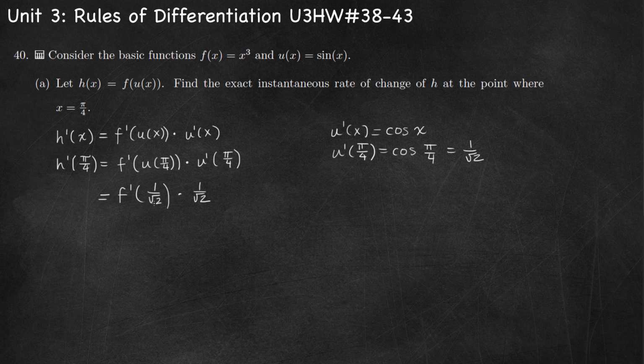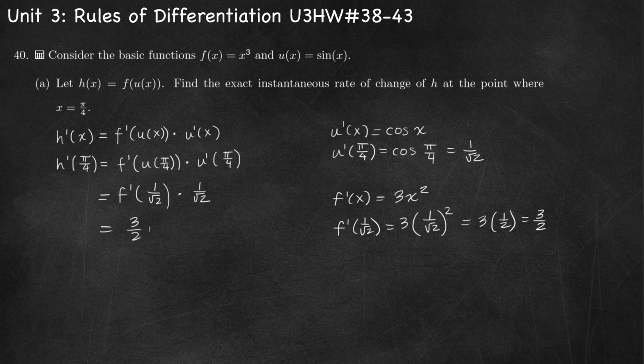Now we need to find f prime of 1 over root 2. I haven't found f prime of x yet, so let's do that. F of x equals x cubed, so f prime of x equals 3x squared. And then f prime of 1 over root 2 would be 3 times 1 over root 2 squared. That's 3 times 1/2, or 3/2. So we have 3 over 2 times 1 over root 2, and that's 3 over 2 root 2.